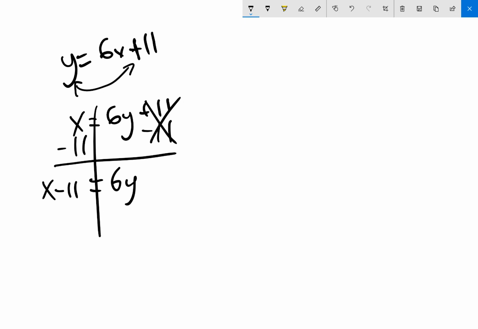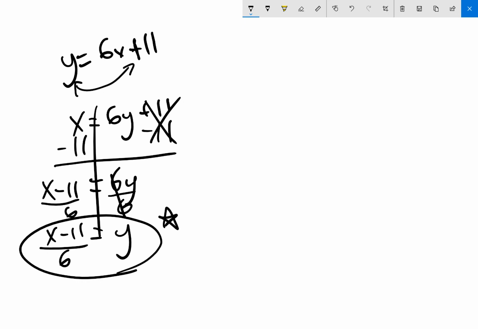Now we're going to try and get rid of the 6. Notice 6 is being multiplied to y. So to get rid of the 6, I'd have to divide everything, both sides, by 6. Now on the right-hand side, the 6 would cancel, leaving you with just y. On the left-hand side, you're probably thinking, how do I divide 6? And the answer is you don't really divide 6. You just write it there. So x minus 11 divided by 6 is good enough, because there's not really anything you can simplify. That's your answer.